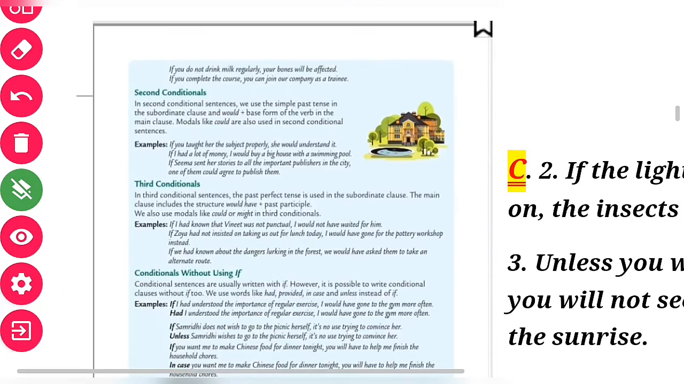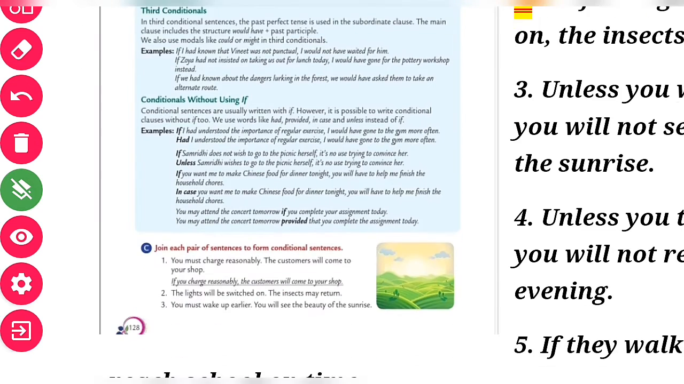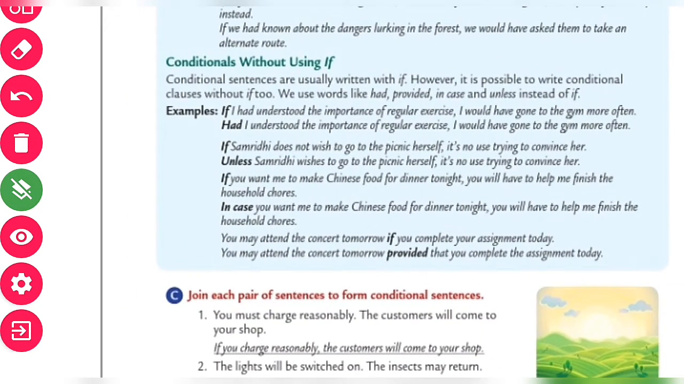Now after that, here is given conditional without if. We sometimes do not use if. On the basis of that explanation, I will explain to you how and when we do not use if. See, usually in conditional sentences we use if. We always write if. However, it is possible to write conditional clauses without if too. In both cases it can be possible.